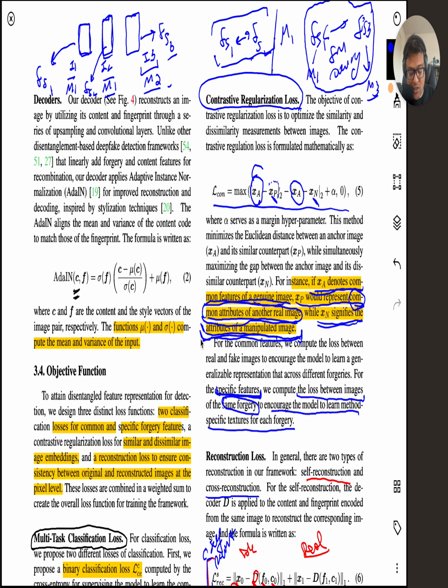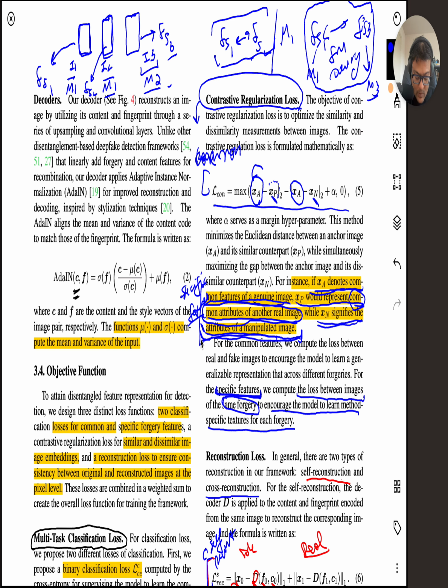So you can imagine that this kind of loss is applied to both real images, as well as to both common features, and it is also applied to specific features. So that is the good thing which is happening here.